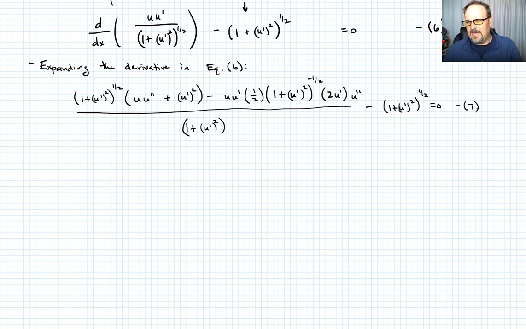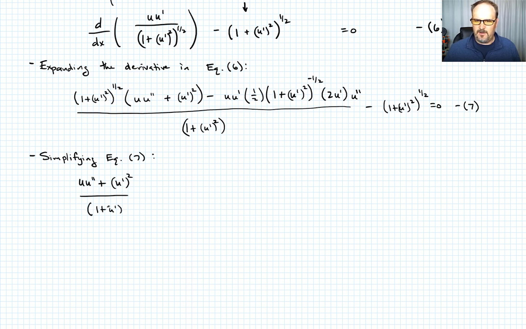Now obviously, on a timed exam you'd be thinking something is going horribly wrong. This looks too messy, but it's not an exam, and we can clean this up. Let's work on simplifying equation 7. Let's first look at this first term. If I divide top and bottom by 1 plus u prime squared to the 1/2, then I'm left with u times u double prime plus u prime, the quantity squared, divided by 1 plus u prime, the quantity squared, to the 1/2. Now let's look over here. I have a minus.